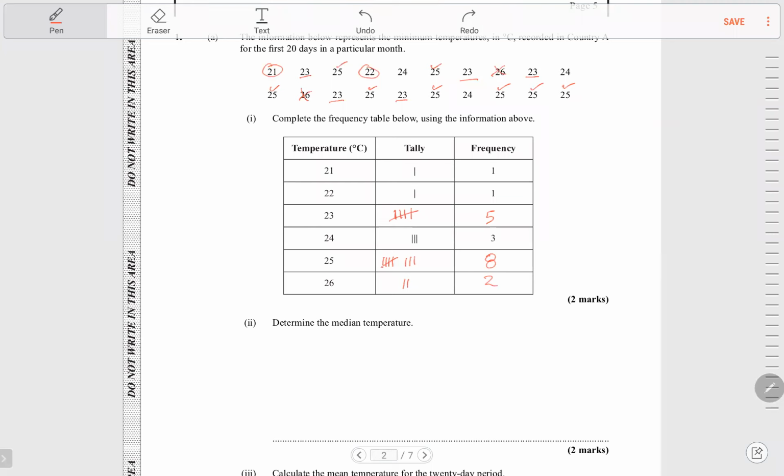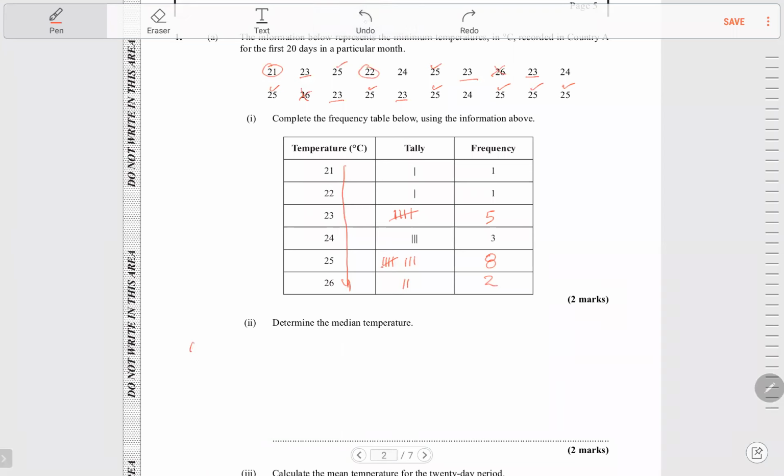If you want, you can list the 20 values. So you can, for example, put down the 21 first, and put down the 22, and put down the 5 23s. You see, it's too much work. You don't want to do that, because that's a waste of time.